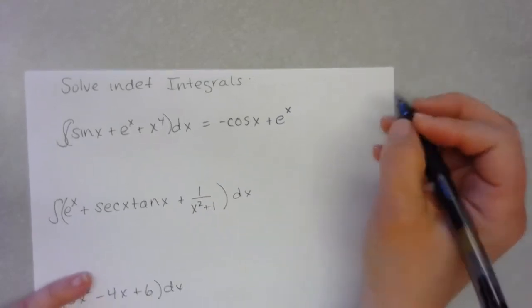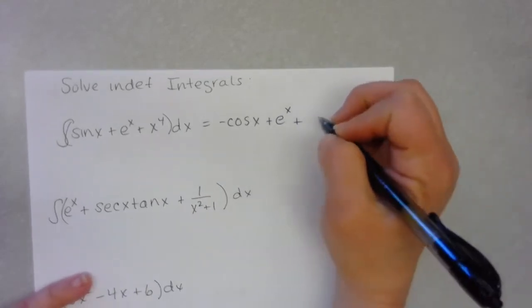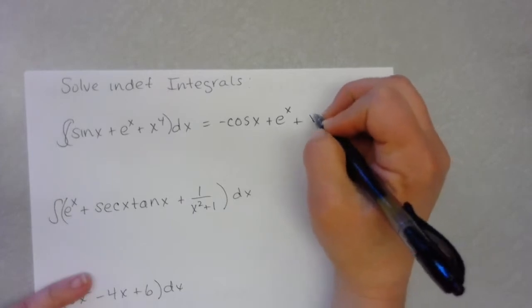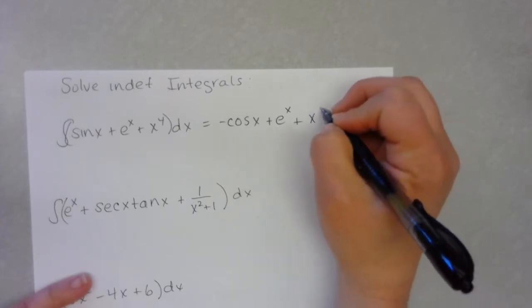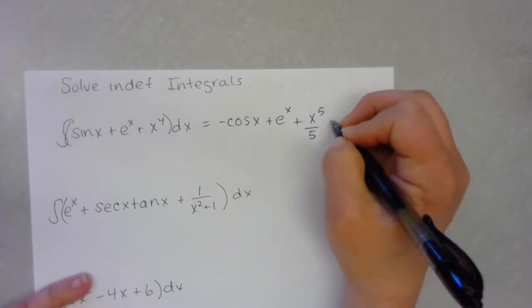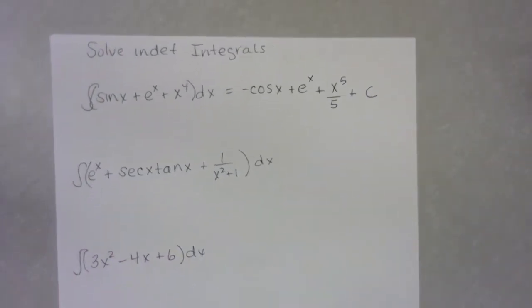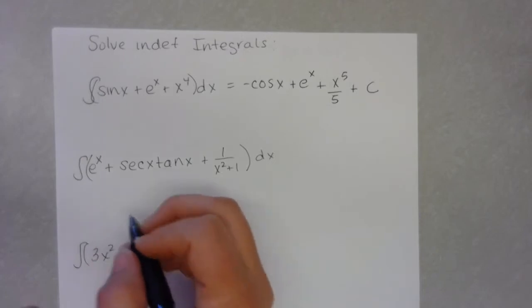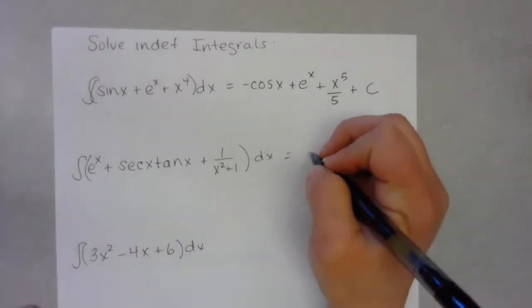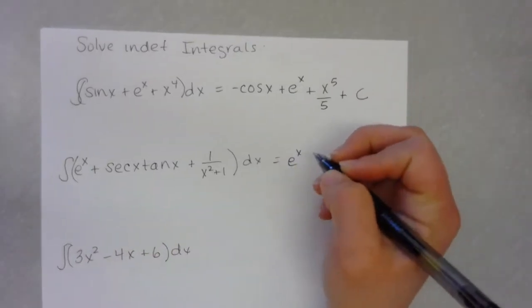And then I have x to the fourth, so I need my power rule here, which is I'm going to take x to the 4 plus 1, which is 5, divide by 5, and add my c. And there's my antiderivative. Okay. So again, I have e to the x. That's the easiest one of all. The antiderivative of e to the x is e to the x.